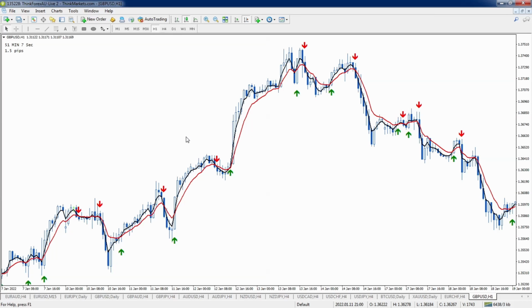Now with the 3 and the 8 setting, you're still going to get fake signals, and you can't ever completely get away from those. But with the 3 and the 8, you're going to get just a better quality trading signal. So let's go up a little bit more.